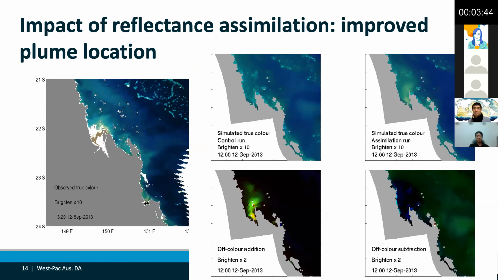The other nice thing is because we've got an optics model where we can combine wavelengths, we can also come up with something called simulated true color. So this is an example of where we had a plume of sediment in one of the coastal bays misplaced. The control run with no assimilation had that in the wrong location. However, when we assimilate the reflectances, it adds in suspended sediments, and we then get the plume in the right place in the simulated true color.